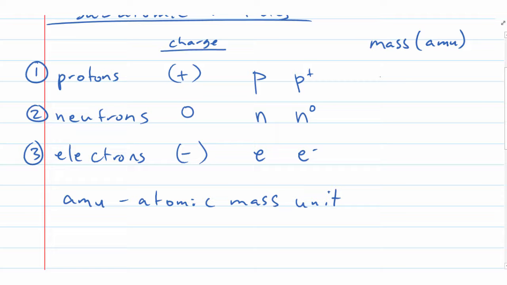An approximate mass of a proton is about 1 AMU. A neutron is about 1 AMU. The squiggly line means about. And remember, an electron is much smaller in mass, so we say its mass is about 0 AMUs.